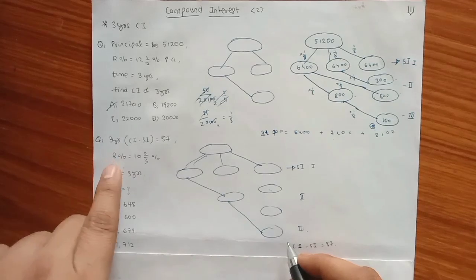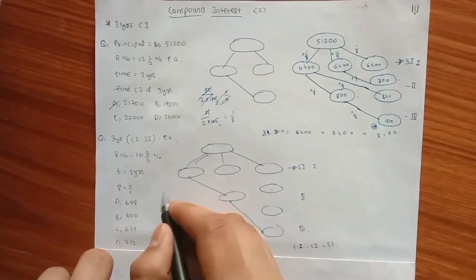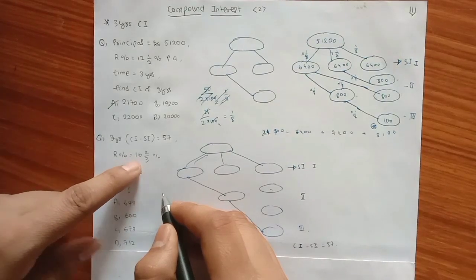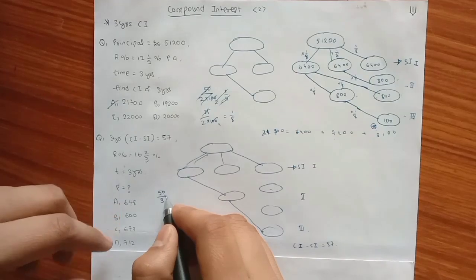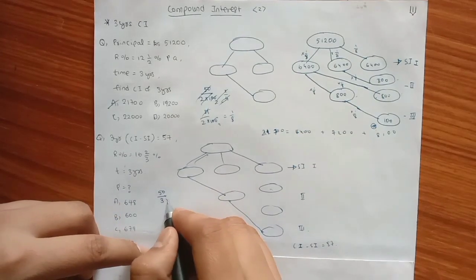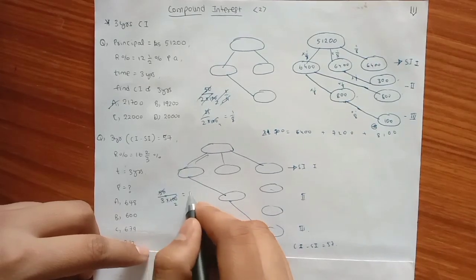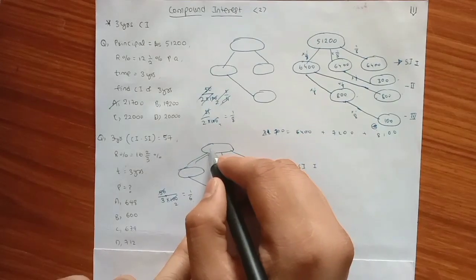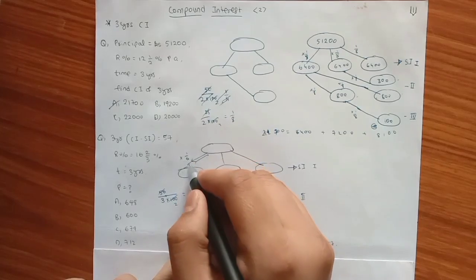The rate percentage is 16 2 by 3 percent. 16 2 by 3 percent is 16 times 3, which is 48, plus 2, which is 50 by 3 percent. We need a fraction, so we multiply 100 into the denominator. When we do this, it equals 1 by 6. So from the principal, to get the interest, we need to multiply with 1 by 6.